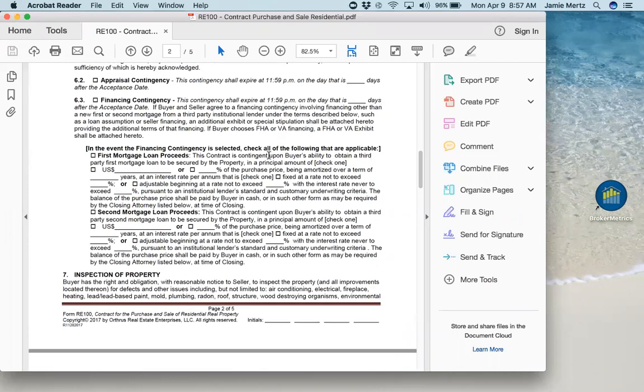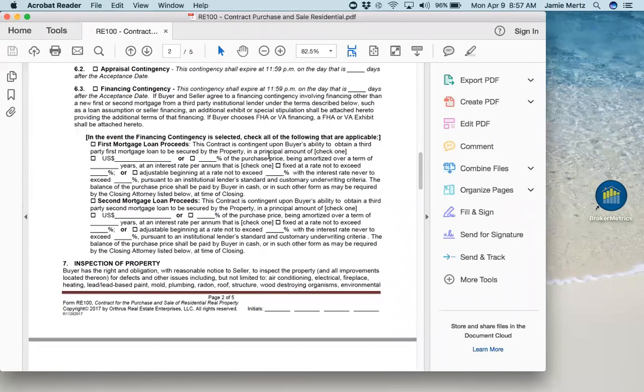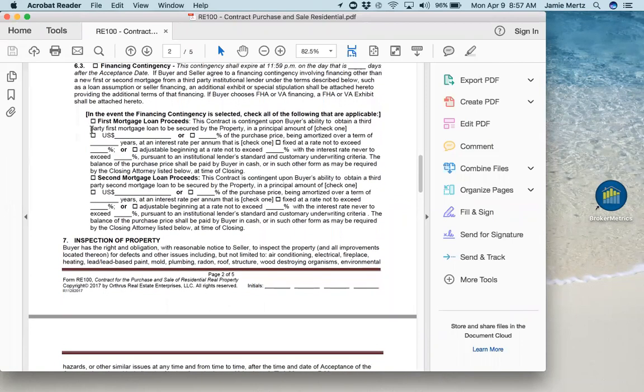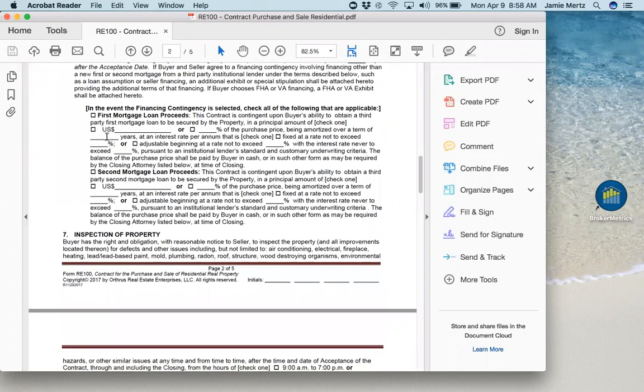Paragraph 6.3 continues on that if you are selecting a finance contingency, that you go in and fill the paragraph below. First, mortgage loan proceeds. You need to check that box that it's contingent upon buyer obtaining a first mortgage loan, and then you need to talk about the type of loan that they're getting. Either put in the dollar amount of the loan or the percentage of the purchase price that's being amortized over the term of the number of years. For instance, you might say they're getting an 80% mortgage term over 30 years. So that would mean that they're putting 20% down. So you need to check either the dollar value or the percentage, and then you need to fill in the number of years.